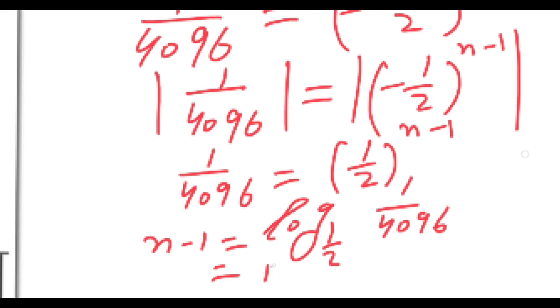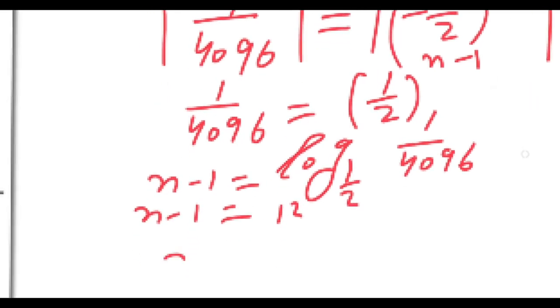So the answer becomes 12. So n minus 1 is equal to 12. Therefore n is going to be equal to 13. This is my final answer. There are 13 atoms in the sequence. This is my final answer.